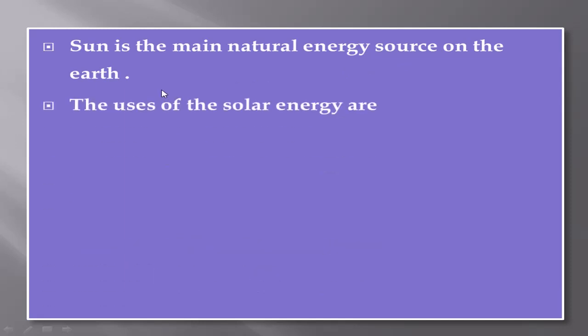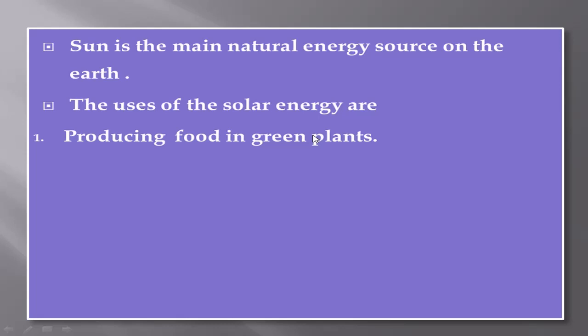And also, the uses of solar energy are producing food in green plants. Solar energy is used for producing food in green plants. Right, that process is known as photosynthesis. About photosynthesis, we have learnt in unit 1 of grade 6, no?